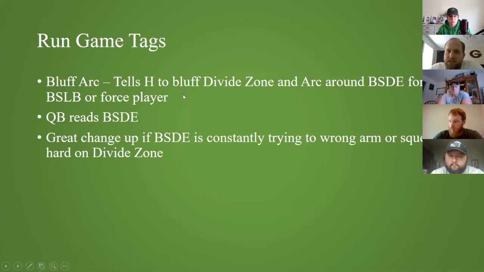But now the H, instead of coming across and kicking the end, he's going to bluff that kick out block and then arc around the backside defensive end to either seal a linebacker or maybe work up to a force player or a safety, okay? This is a great change up if you're running some divide zone and that backside defensive end is squeezing hard, right? He's wrong arming, trying to blow up your H. This is a great change up for that, okay? And then now again, it gets your quarterback involved in the run game.